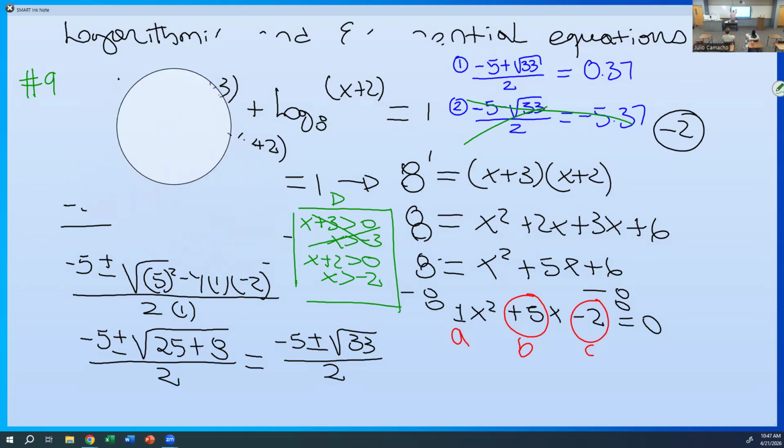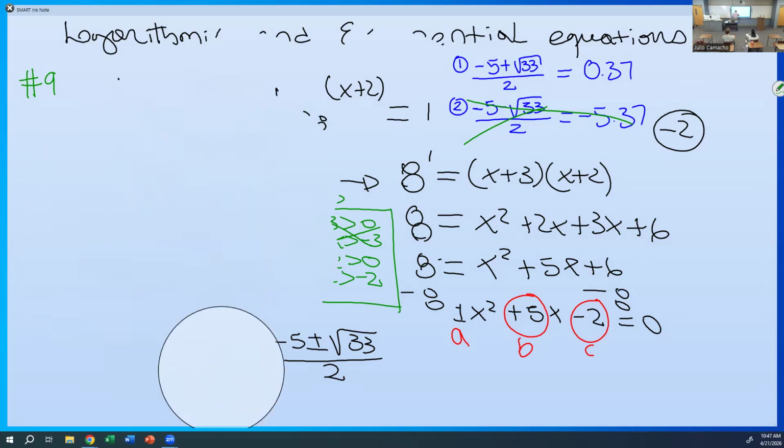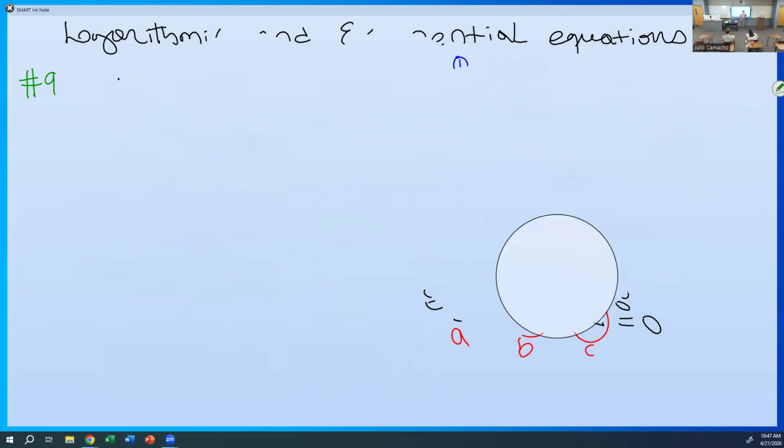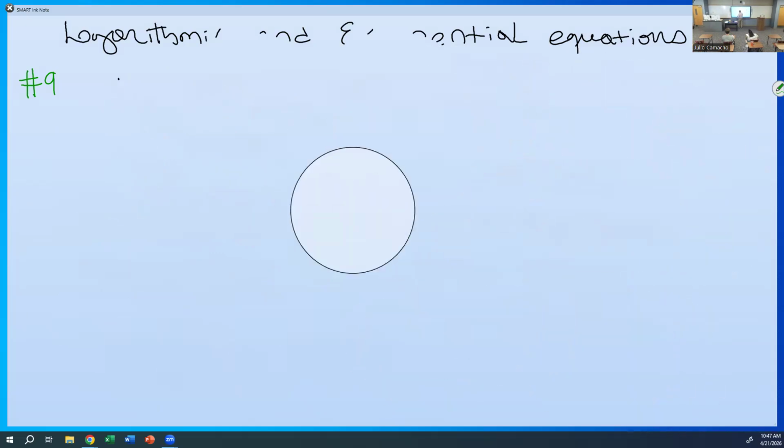Let's go to question number 10. We're almost there. There are 14 questions on this. Number 10. Let me change the color to black again.